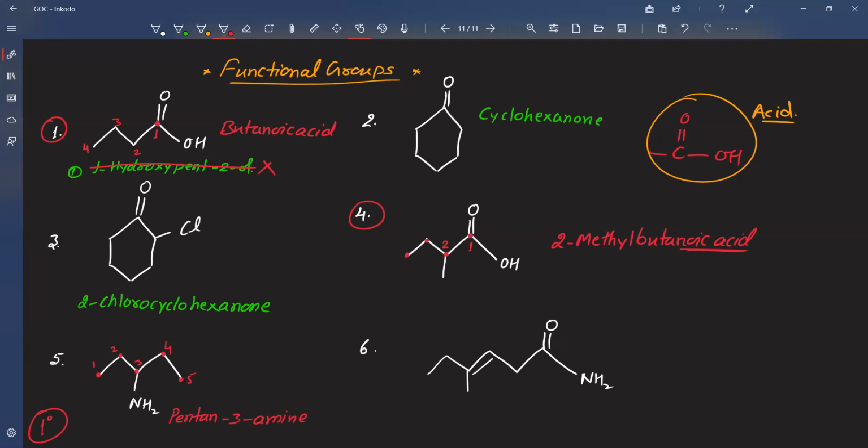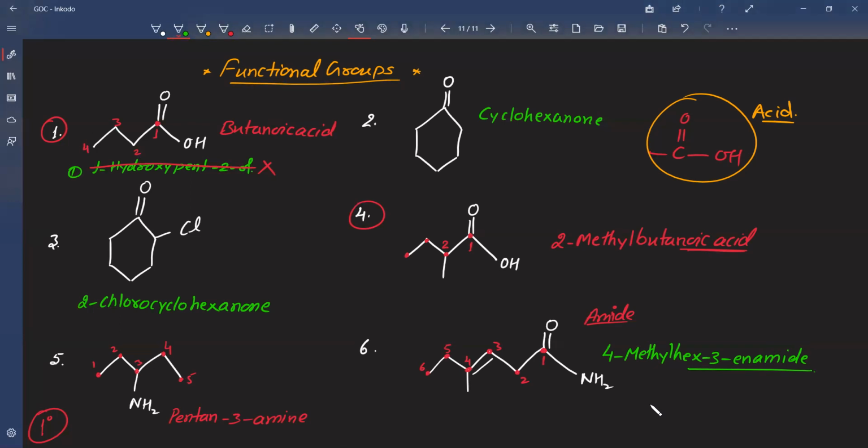Sixth one. It's an amide. Yes, it is an amide. So, one second. 4-methyl. No. 1, 2, 3. Yeah, 4-methyl hex-3-en amide. Correct.